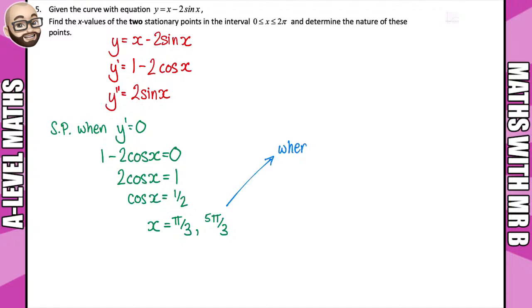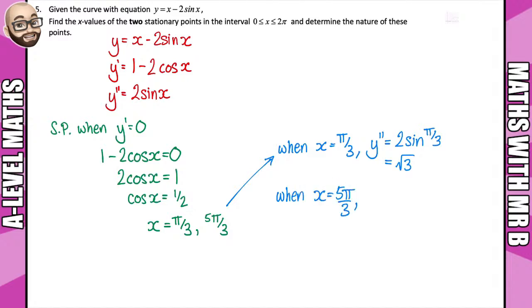So when x equals pi over 3, y double dash is now going to equal 2 sine of pi over 3. Let's have a look at what happens when we do 2 sine pi over 3. We get root 3. And when x equals 5 pi over 3, 2 sine 5 pi over 3, we get negative root 3.